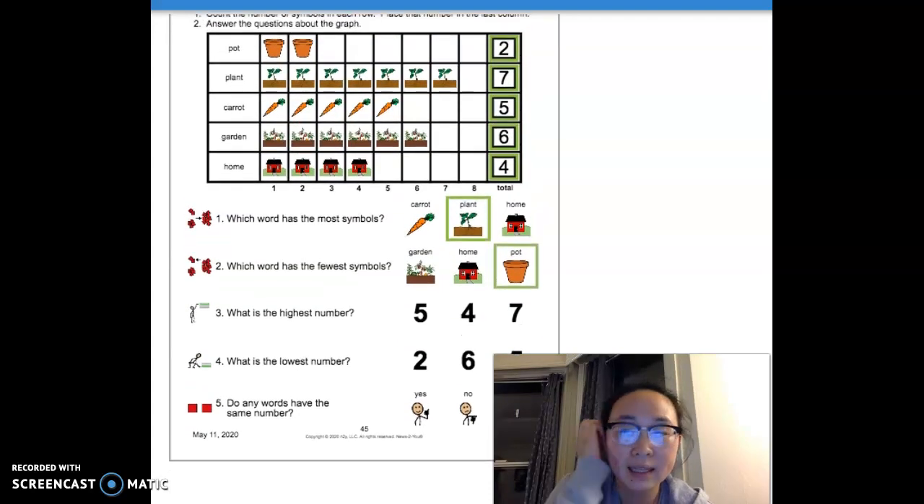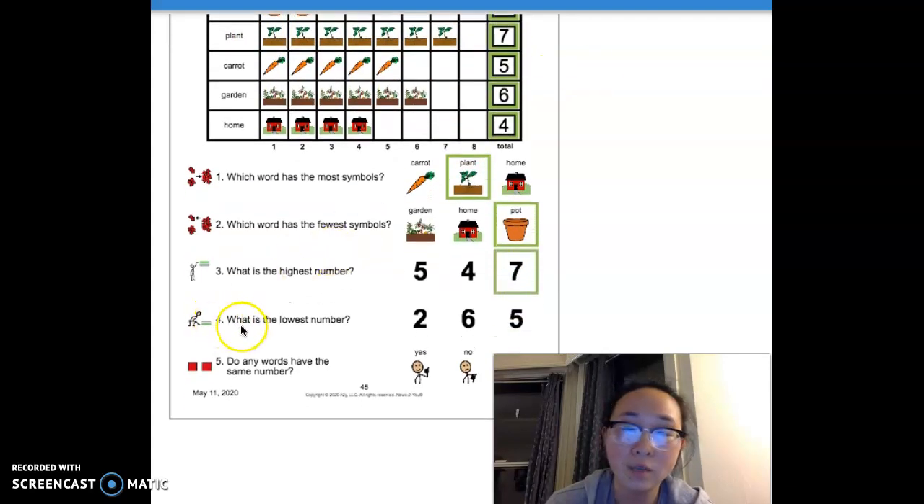All right. This one says, what is the highest number? So which one is the highest number? Is it 5, 4, or 7? The highest number is 7. 7 is the highest. Let's look at the next one.